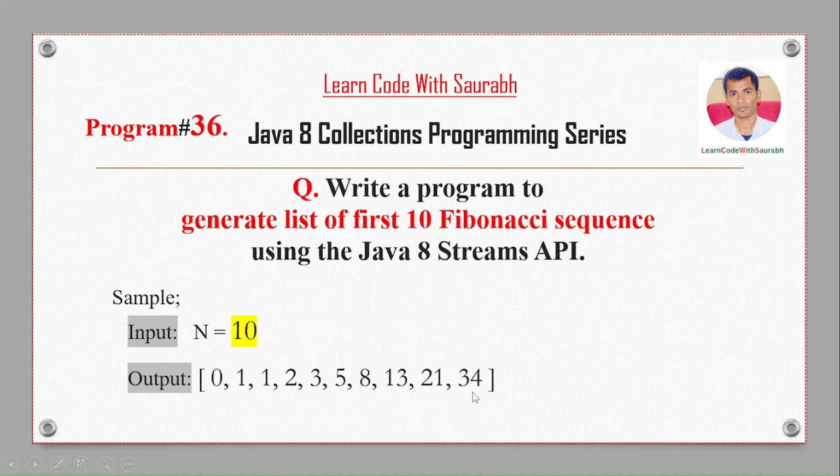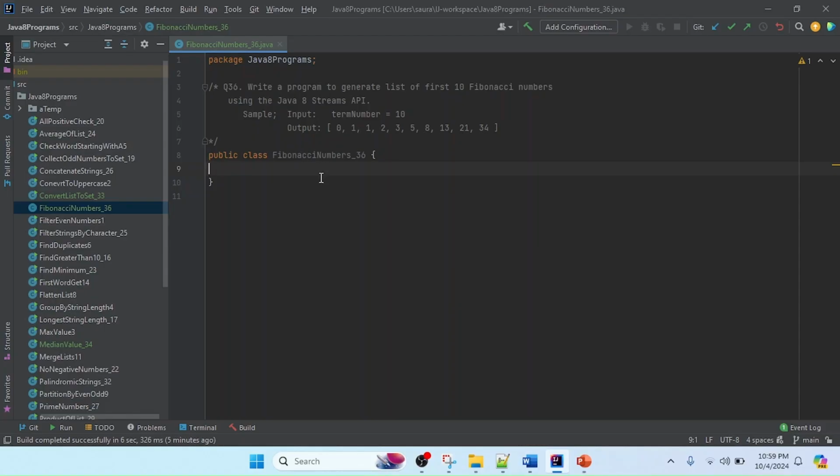Now I am going to create a class where I will implement the logic to find the Fibonacci sequence of the 10 terms. I opened IntelliJ and created a class here, FibonacciNumber, with 36 as the program number. In this program I just mention the program and the term number 10, and we will get the output of 10 Fibonacci numbers.